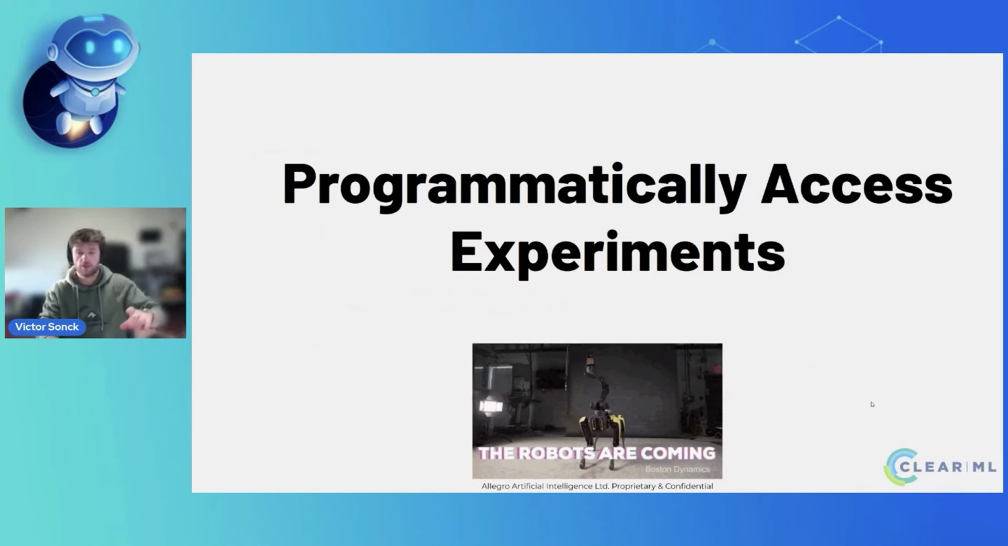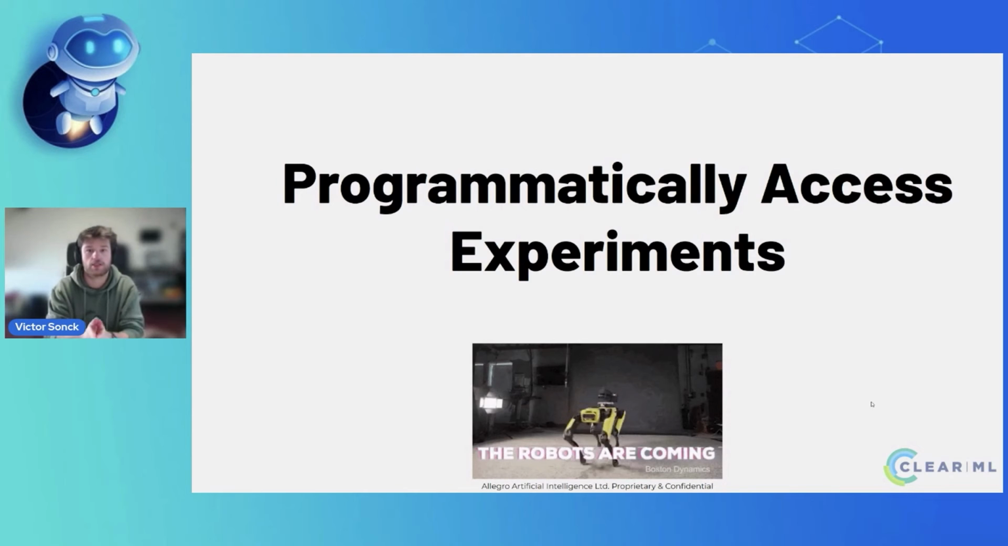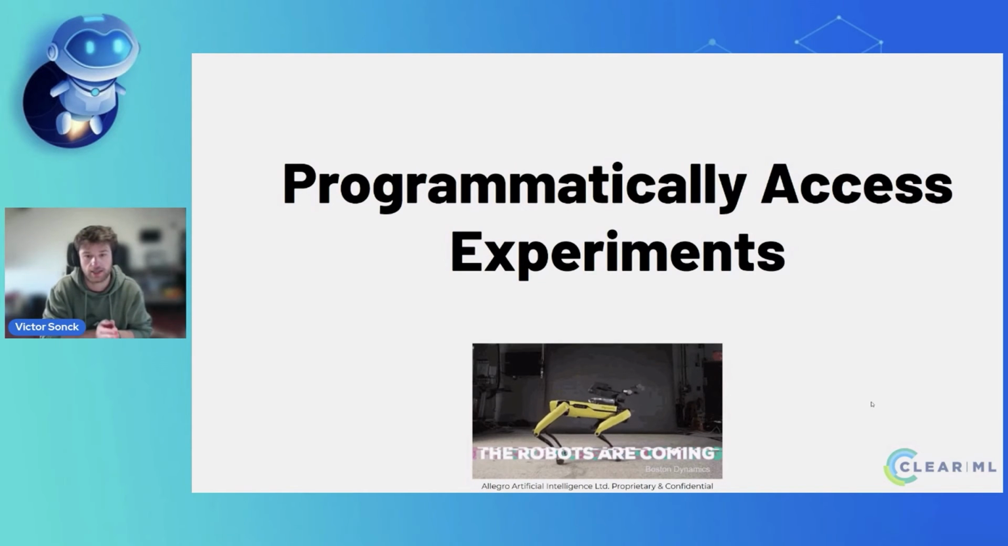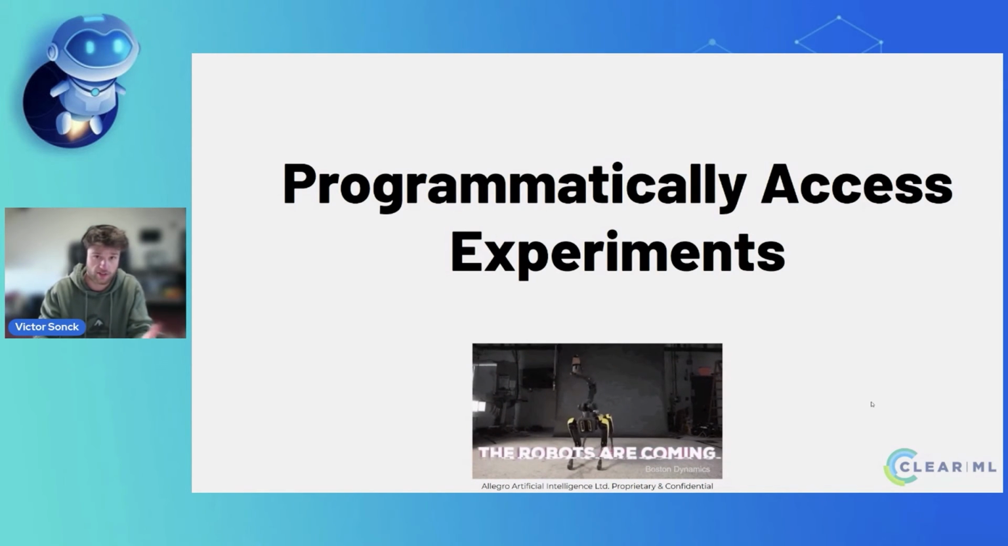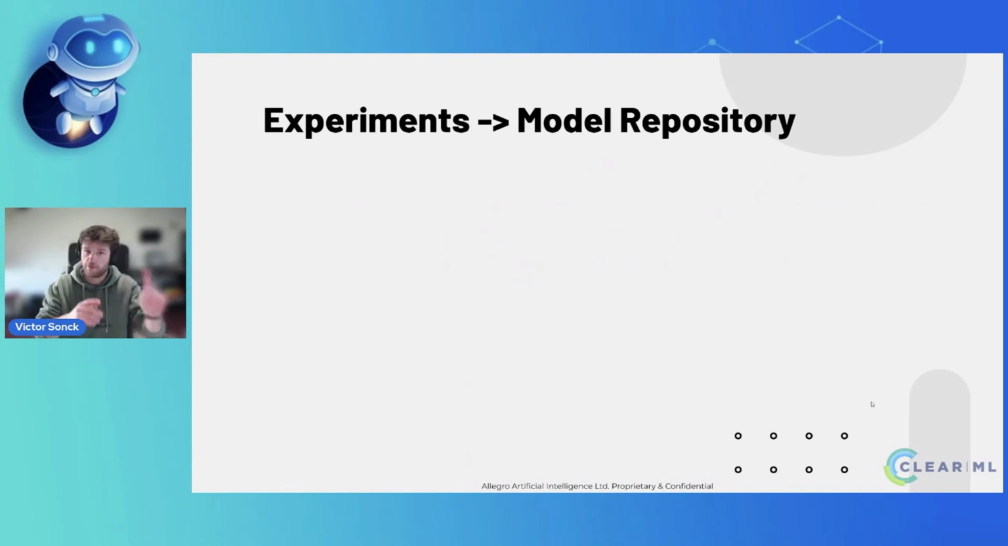And so we've covered 2 tips. The third tip is programmatically access your experiments. And this is something that we see way underused in the real world, and you should definitely start doing this. So the first part here is that experiments lead to your model repository. And I'll tell you why.